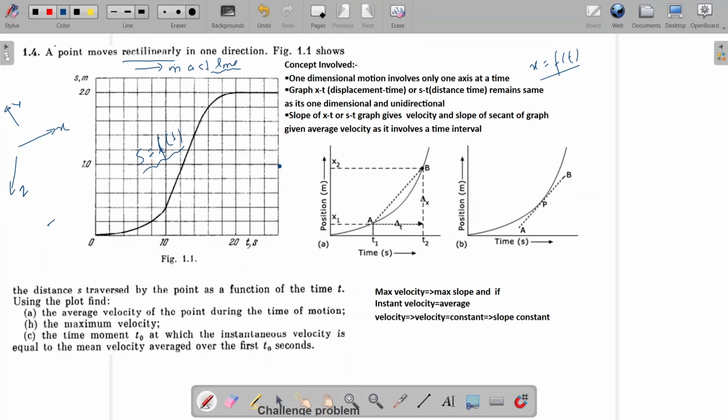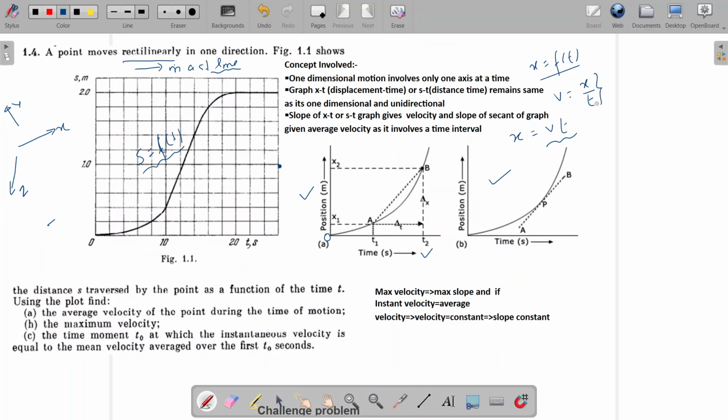Now see, this is an example of two xt graphs which I have drawn over here. In this particular graph, you can see that motion starts from t equal to 0 to some time t2. If I want to find the average velocity, what is x equal to? Distance equals the simple formula vt, and v equals distance by time.